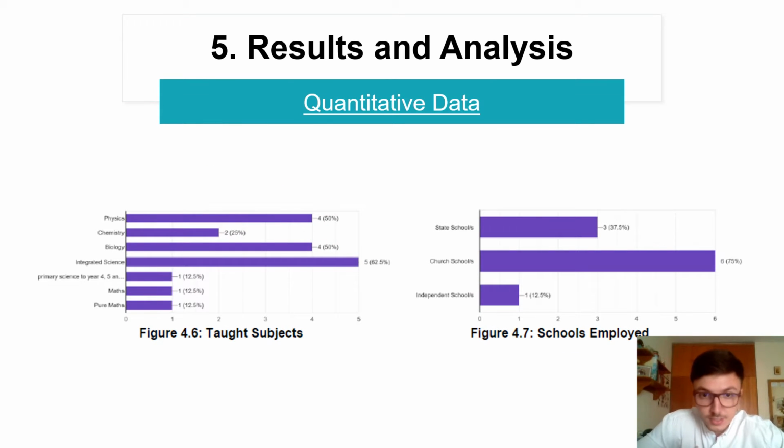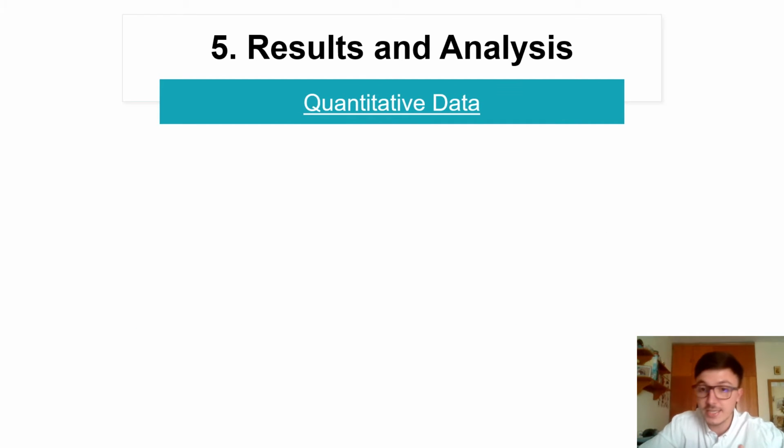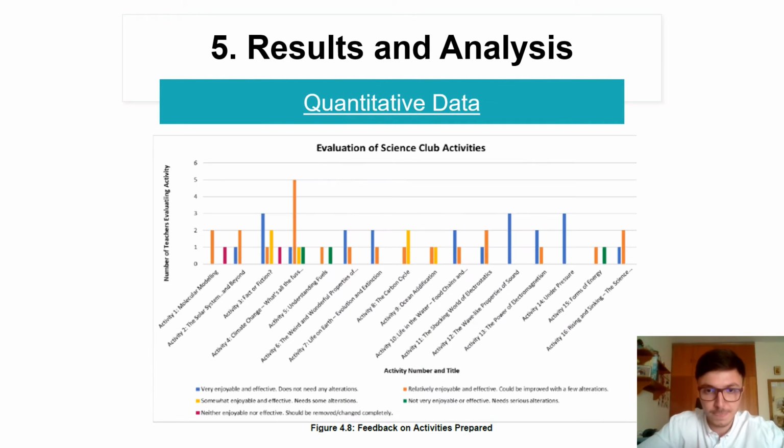The subjects which teachers had taught in the past were mostly biology, with physics and chemistry being joint second. Teachers had mostly taught integrated science, before physics and biology joined second, chemistry at third, and the least being maths and primary school science. Most of the teachers consulted hailed from the church school background, with the least being from private schools.